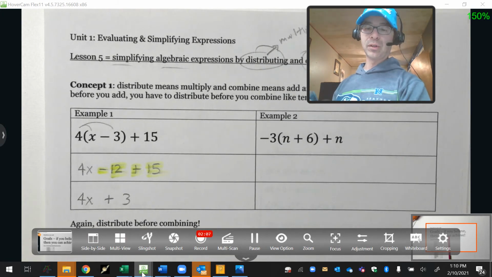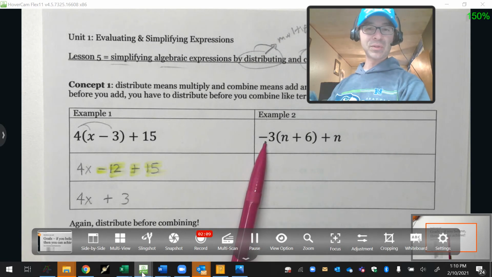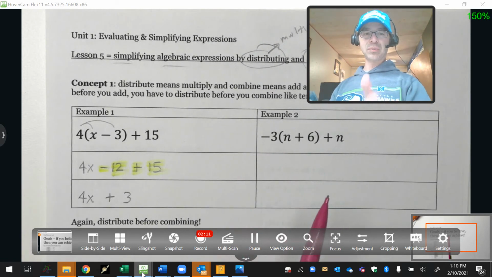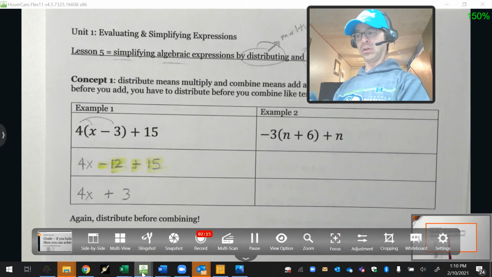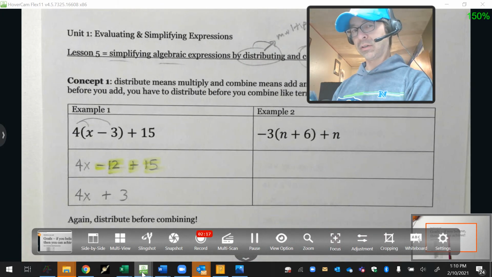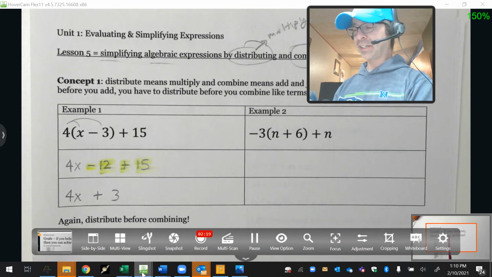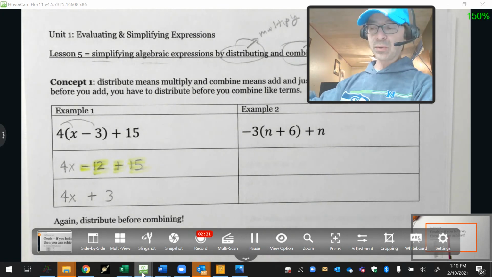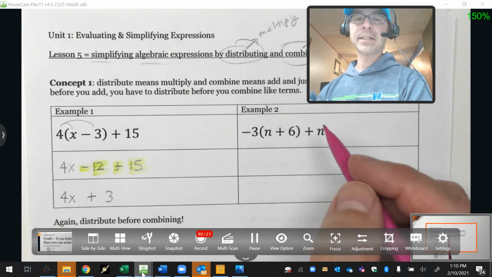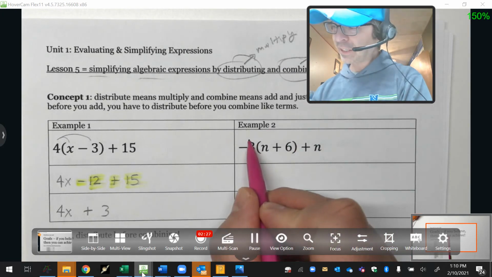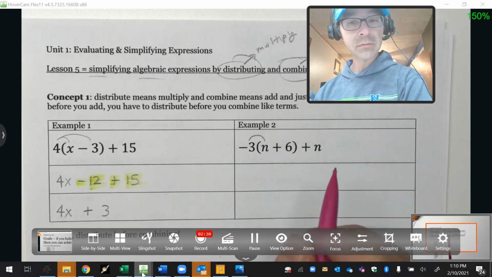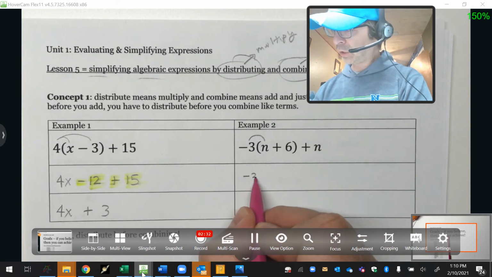Example 2. Oh, look at that, it's a negative 3. When you distribute a negative, you must be super careful. So I'm going to go slow. Here we go. Negative 3 times n. That's not hard. That's negative 3n.